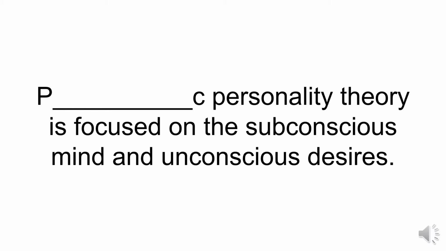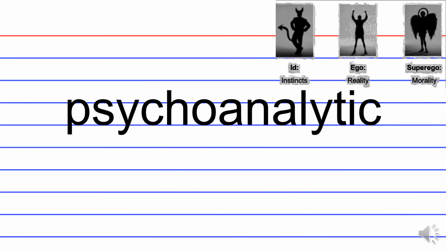P blank C personality theory is focused on the subconscious mind and unconscious desires. So what type of personality theory is this? That would be psychoanalytic, so psychoanalytic personality theory proposed by Freud. And so here we see the ego. But these can be our repressed subconscious desires and even some things that we might not be aware of. Okay?